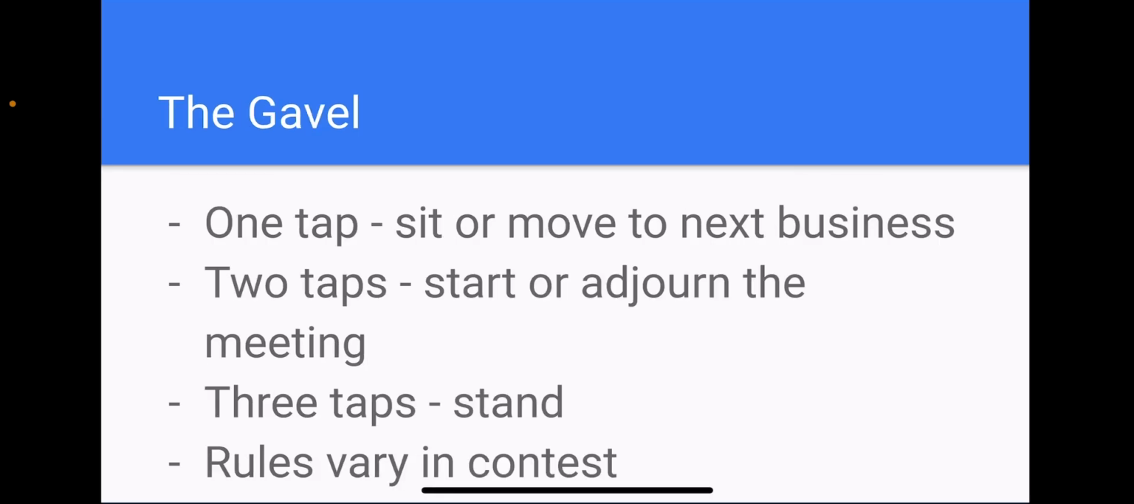Alright, gavel use. One tap of the gavel means that the assembly should sit or that you are moving on to the next item of business. Two taps means that the meeting is starting or adjourning. And three taps means the assembly should stand. The rules for when the gavel should be used vary in contests, so make sure you know what you're supposed to do at the contest you're going to. I know at my sub-districts and districts, they wanted us to do something different than at state. So just make sure you know.